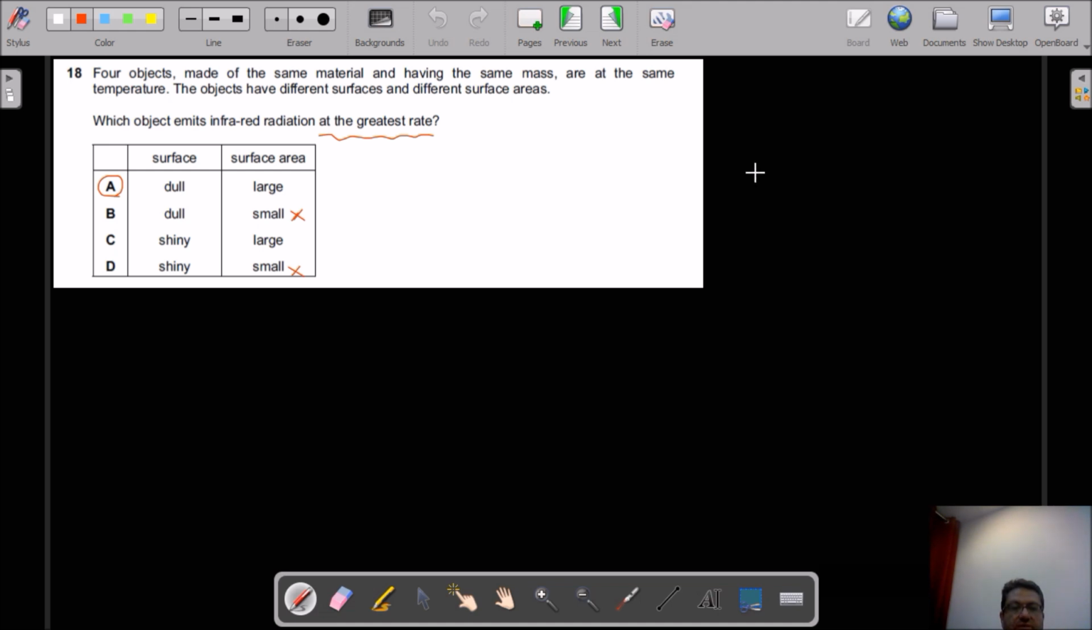So for the greatest rate, we need large surface area. That's why B and D will be wrong. Between A and C, you should choose. So for emission at the greatest rate, we need a dull surface. So a dull surface or black surface will be a good emitter of radiation. That's why A is right.